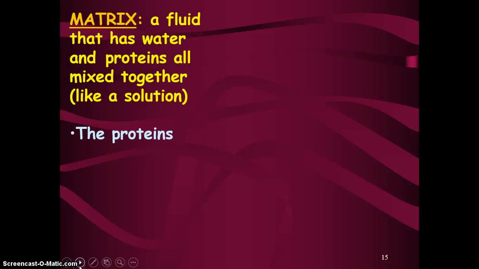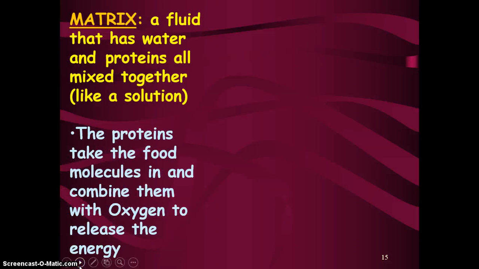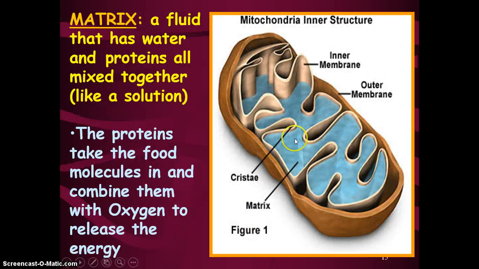The matrix is a fluid that has water and proteins all mixed together like a solution, and that's within the cristae of the mitochondria. Proteins take the food molecules in, combine them with oxygen, and then release energy.